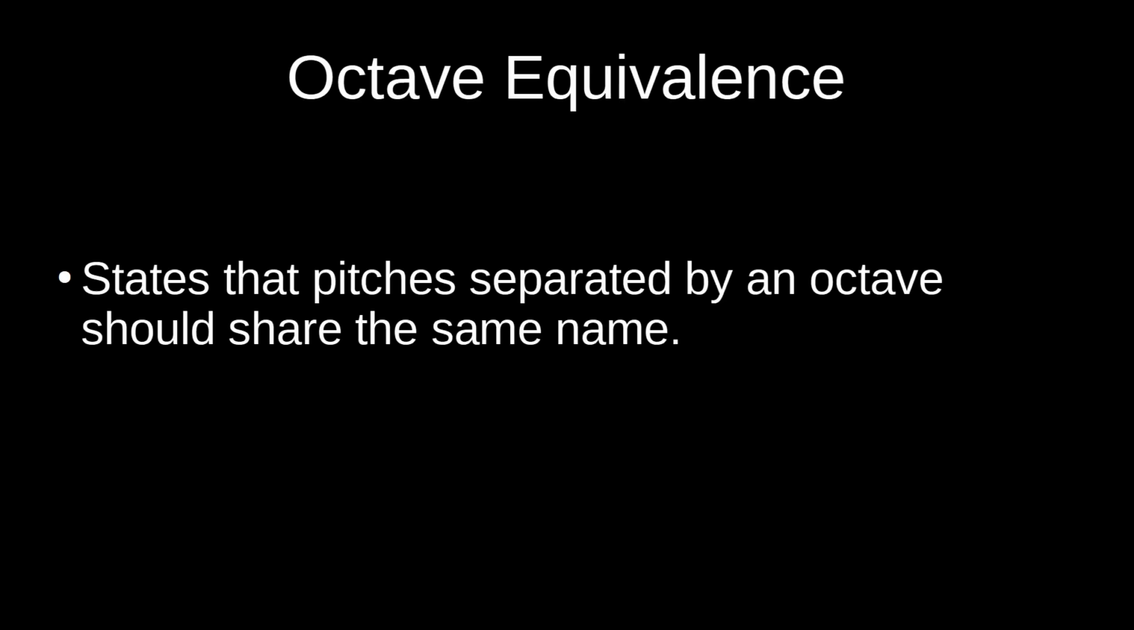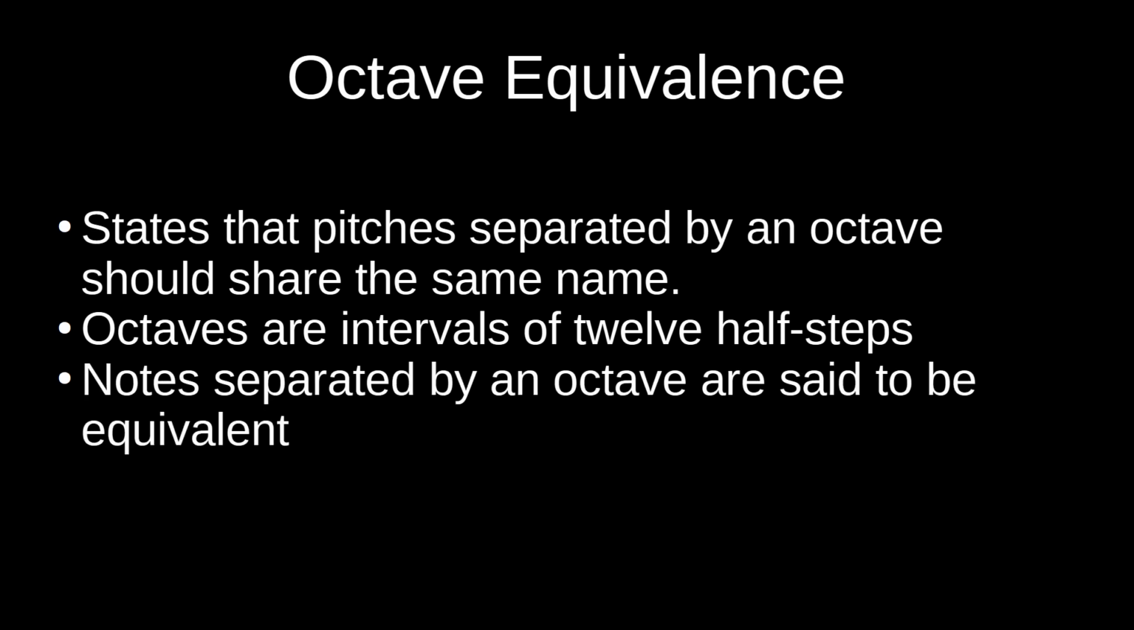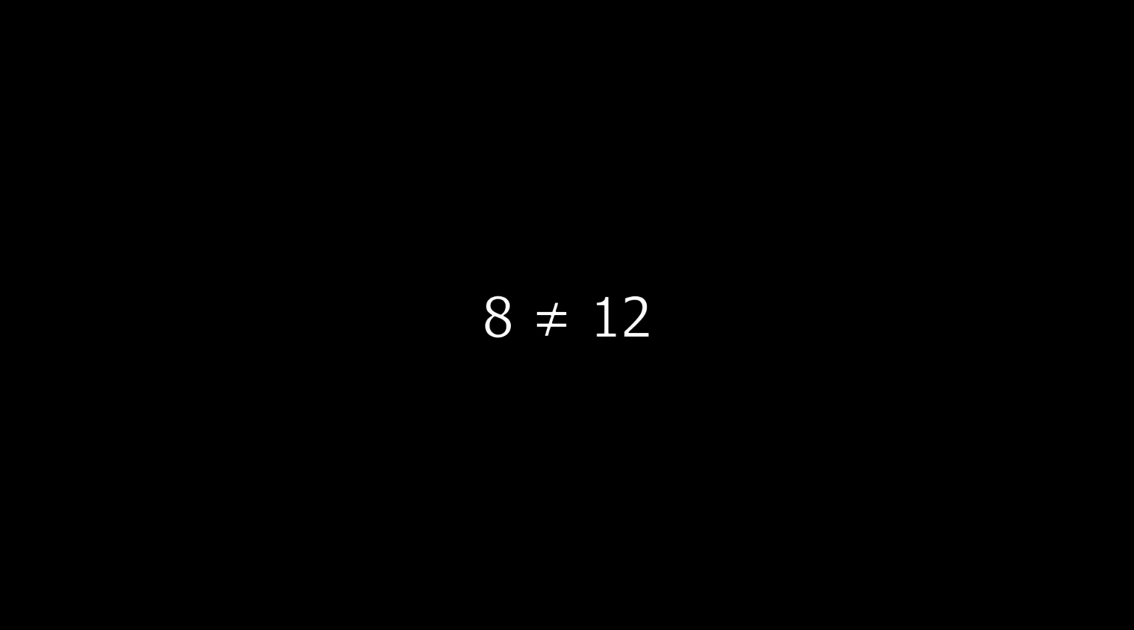This loop of letter names exists because musicians and music theorists today accept what is called octave equivalence, or the assumption that pitches separated by an octave should have the same letter name. Octave equivalence assumes that two pitches separated by an octave, 12 half steps apart, are musically equivalent. Which is a little confusing though, right? I mean, the word octave means eighth in Latin, not 12th.